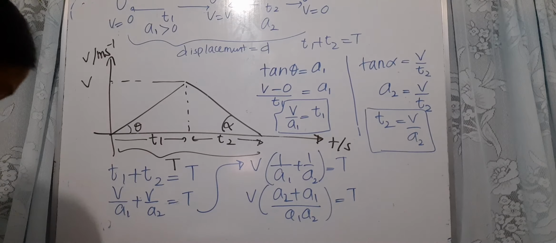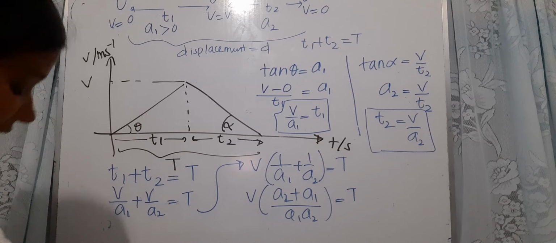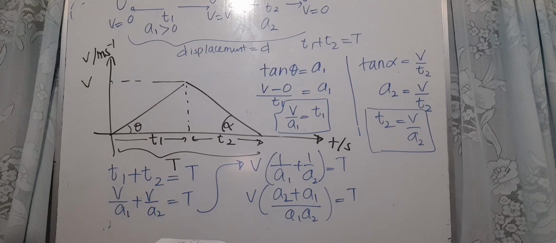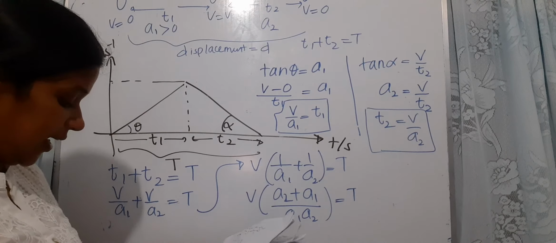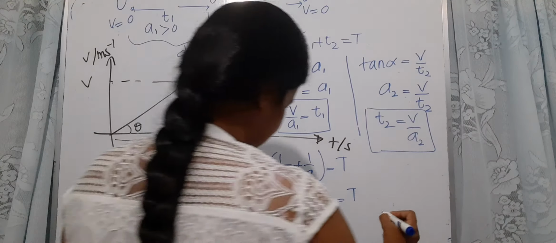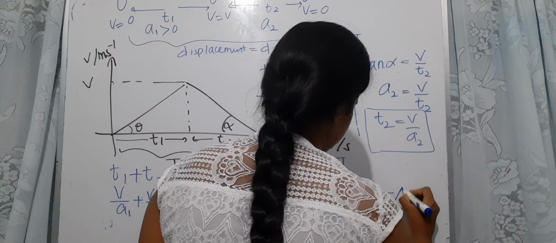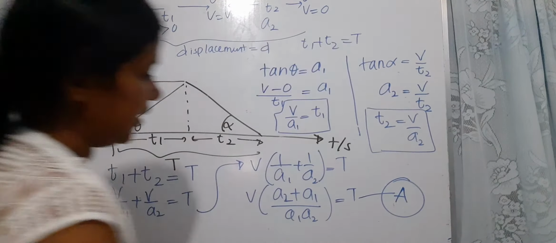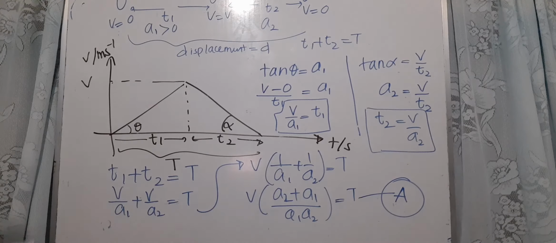Then we have to find V in terms of A1, A2 and D. Therefore, I have taken one here. This is, let's consider, equation A. Then I am going to clean that part.